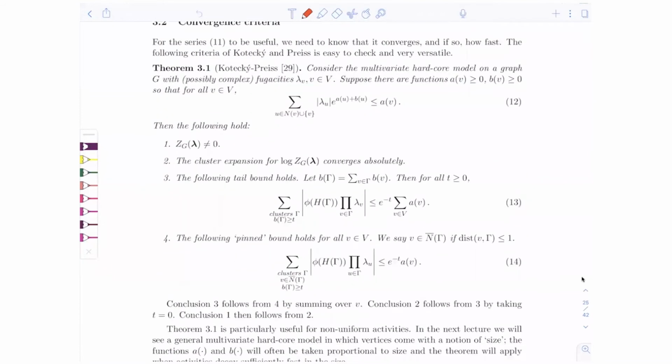Right, okay, so let's look at the conclusions. This conclusion certainly holds. What you gain from having a positive function B are conclusions 3 and 4. And so 3 and 4 basically give you explicit tail bounds and exponential decay. Here we're summing over clusters where the sum of the B's is at least T in both cases, and we get e to the minus T here.